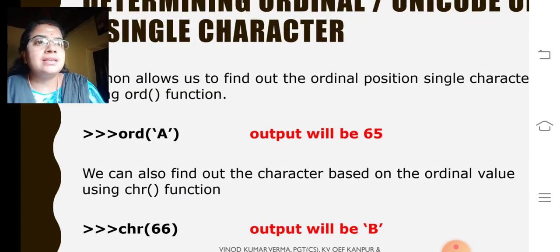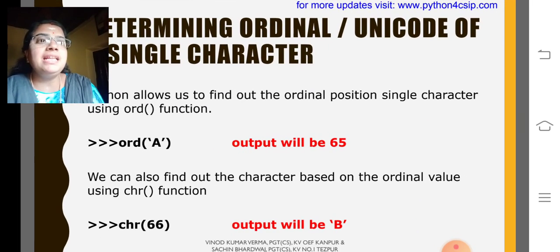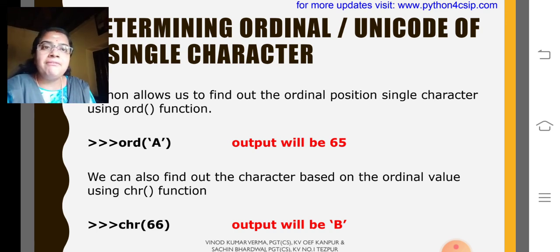Then the next one is determining the ordinal or unique code of a single character. Python allows us to find the ordinal position of a single character using the ord function. ord of A, the output will be 65. chr of 66 will be B. So my dear children, the ord function is used to get the ASCII code, or ordinal value, or unique code value, the encoded form of A, which is 65. And if you give chr of 65, it will be A.